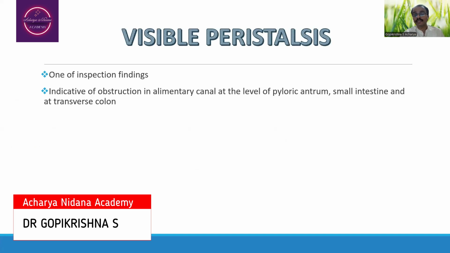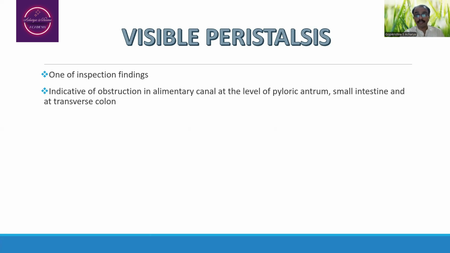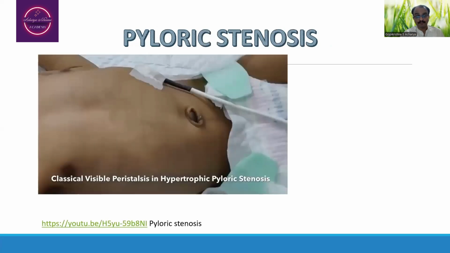As we have discussed, it is one of the inspection findings of the per abdominal examination, and it is indicative of an obstruction at the alimentary canal level, maybe at the level of the pyloric antrum, or maybe at the level of small intestinal obstruction, or maybe at the level of the transverse colon. Look at this particular video carefully.